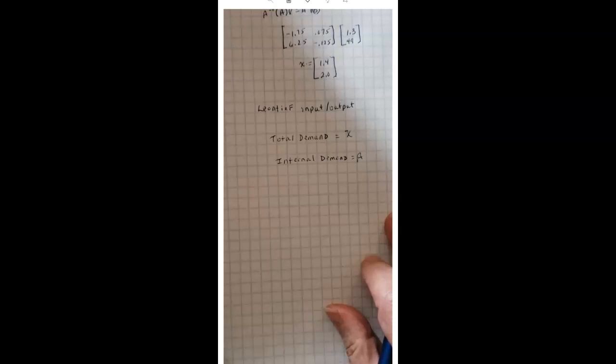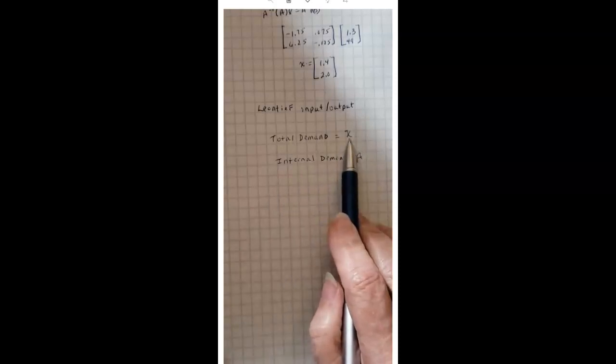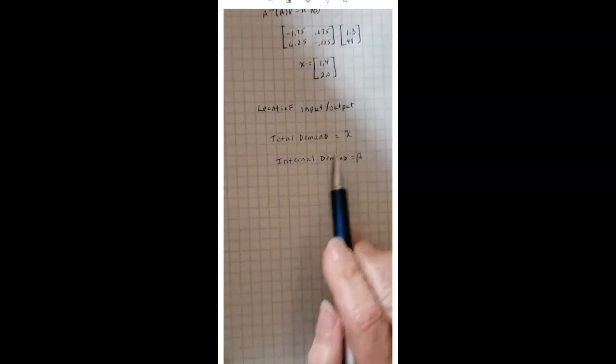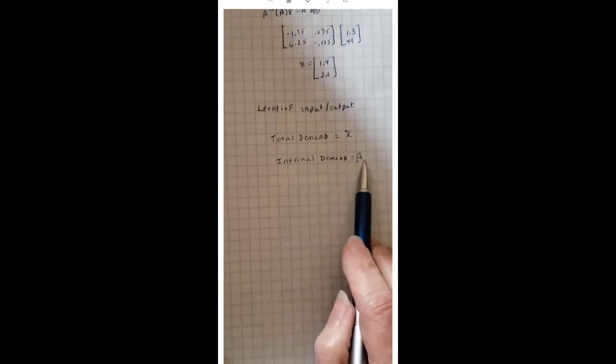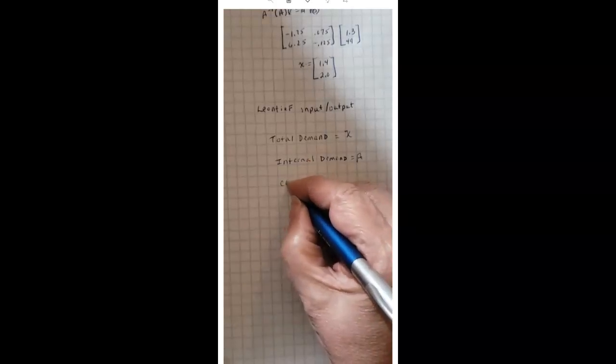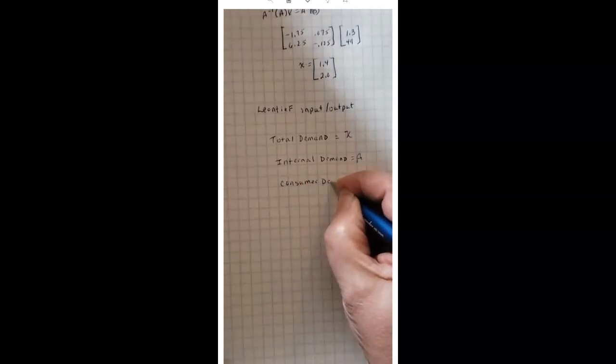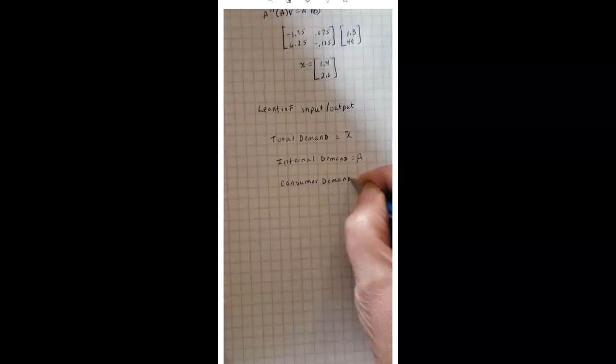And then the last thing that we really need to talk about is, well, if the total demand comes from what everybody needs in terms of aluminum, we have an internal demand, so the plant that's producing the aluminum has to actually use some of its own product to make more. And then we have what we call the consumer demand. And they call that D.